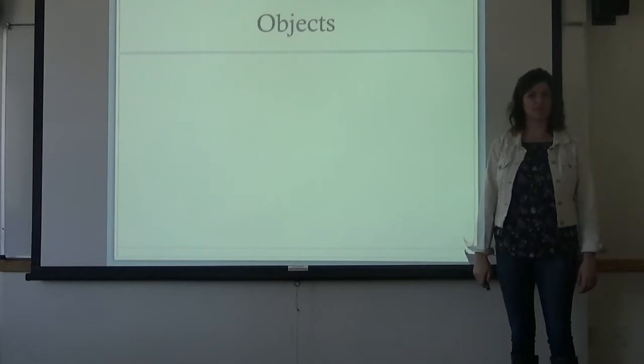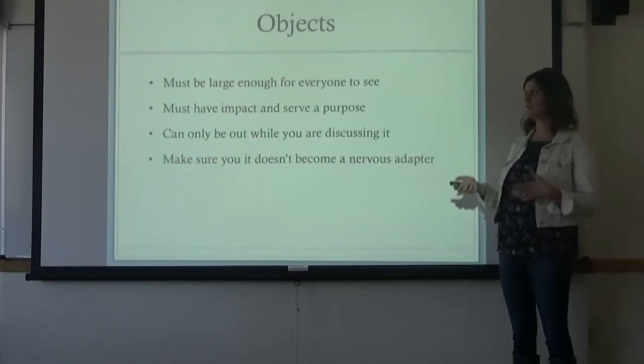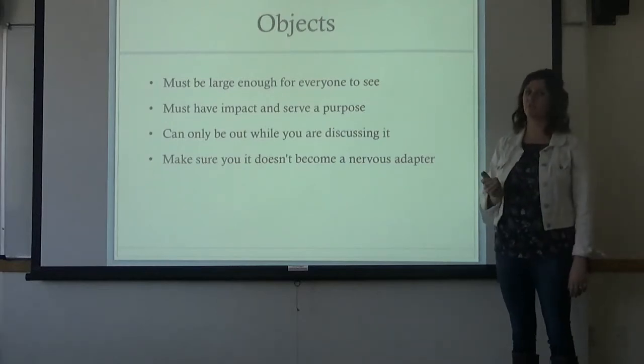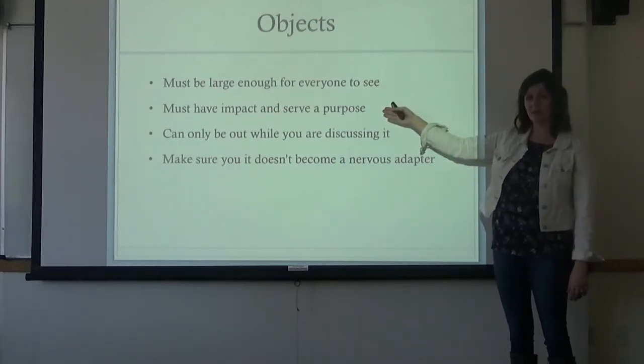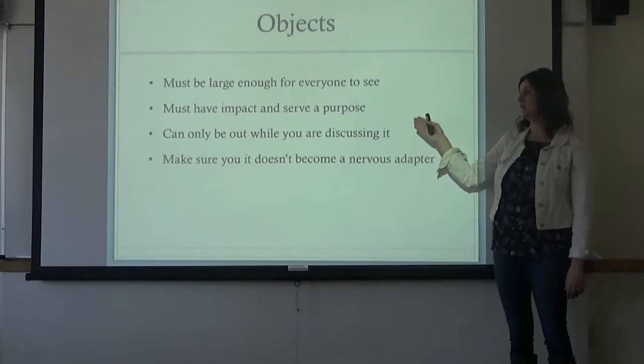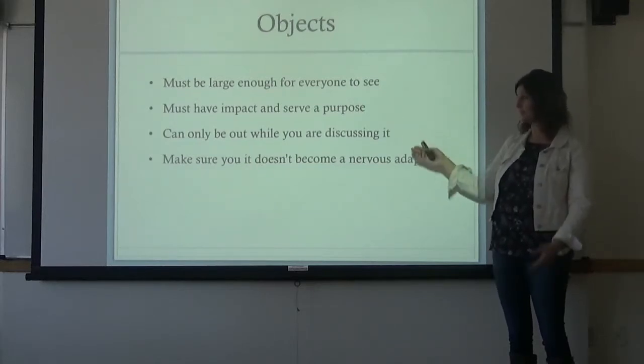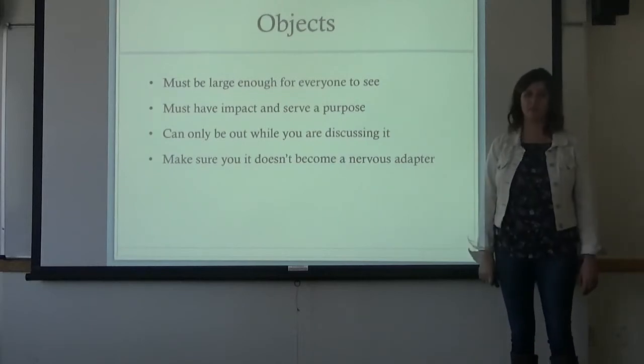Let's start with objects. So objects would be the things that you bring into class, right? They must be large enough for everyone to see. They have to have impact and serve some sort of a purpose. You can only have them out while you're speaking with them and discussing it, and make sure that it doesn't become a nervous adapter, because anything that's in your hands, chances are, will become a nervous adapter.